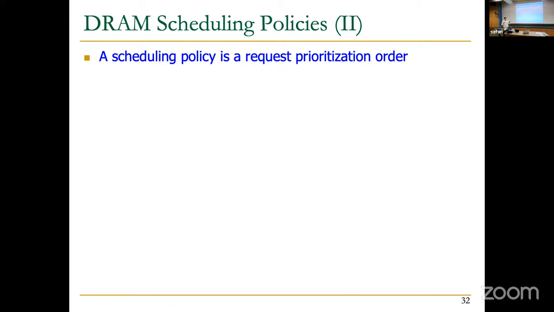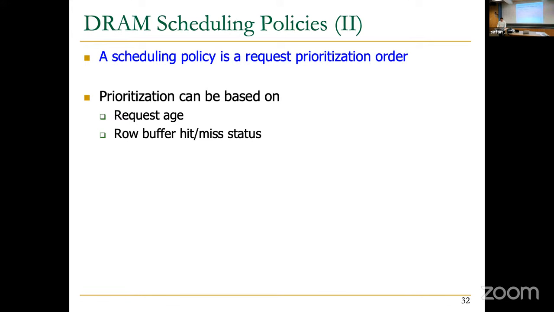Well, hopefully with that example, you understand why scheduling is important. Scheduling is in the end a prioritization order, and it can be based on many parameters like the request's age. First come, first serve, for example, prioritizes the oldest requests. Row buffer hit or miss status: first ready, first come, first serve prioritizes row buffer hits over all the requests. And then we can look at request types. Is it a prefetch request, a read or a write request?